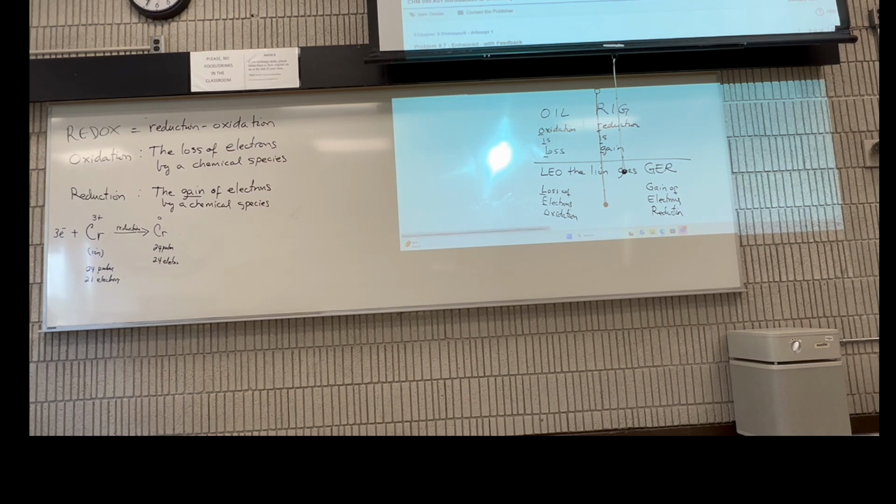So let me go and find a problem in which we had to do that. It'll be a little bit easier to understand when you look at a problem. We'll go back and answer all of these questions, but first we need to understand the idea of oxidation and reduction.